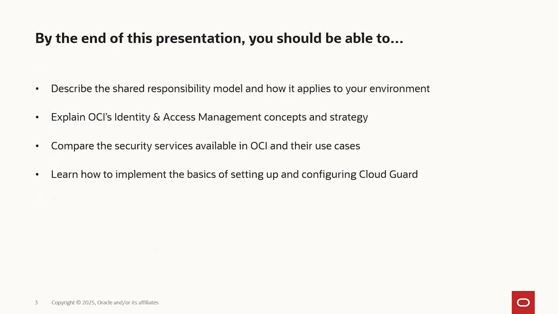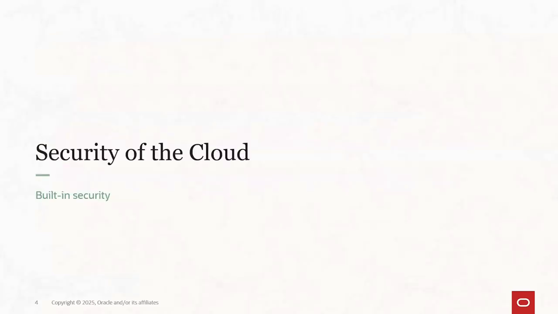By the end of this presentation, you should be able to describe the shared responsibility model and how it applies to your environment, explain OCI's identity and access management concepts and strategies, compare the security services available in OCI as well as their use cases, and learn how to implement the basics of setting up and configuring CloudGuard. So, that first section, starting with security of the cloud.